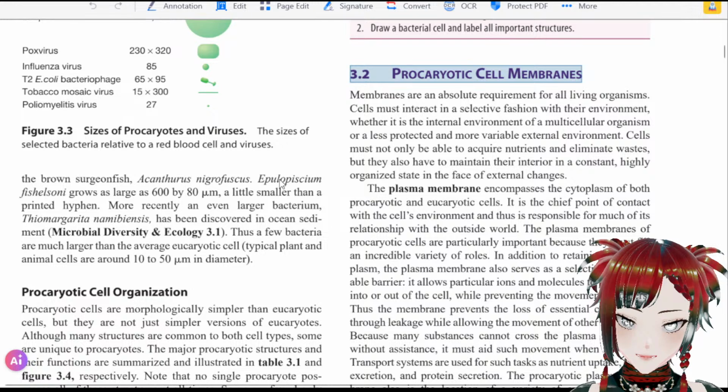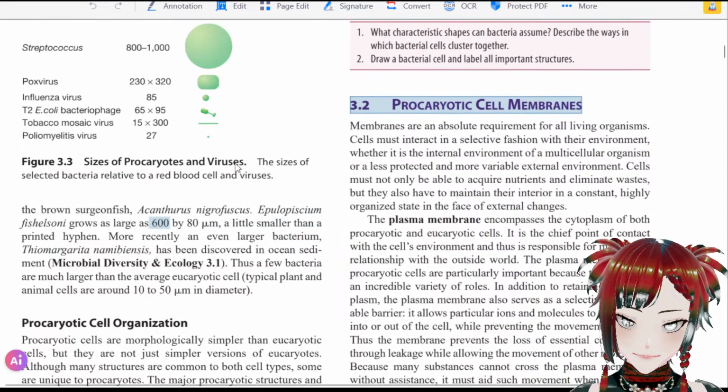Epulopiscium fishelsoni. Well, there is another one, the Margarita one, that is even larger than that. This one's size ranges from 89 micrometers to 600, like they are very large.